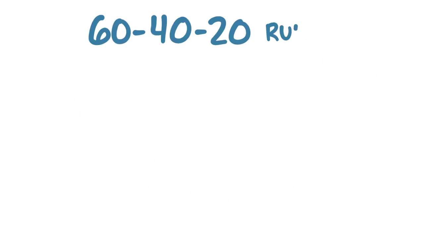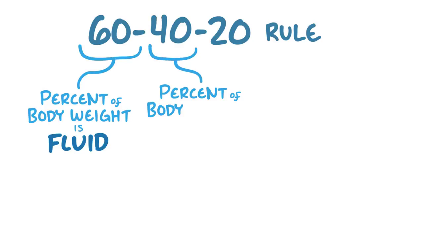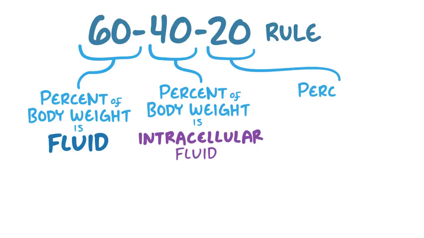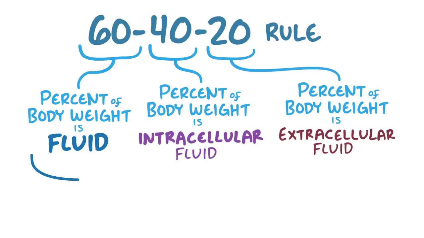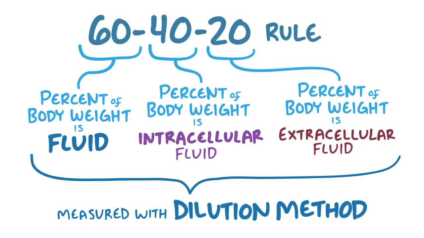Alright, as a quick recap, the 60-40-20 rule states that the total body water takes up about 60% of our body weight, and more specifically, 40% is intracellular fluid and 20% is extracellular fluid. Measurements of these fluid compartments use the dilution method, where various substances are injected and allowed to distribute differently among these fluid compartments. Final concentrations from the plasma are measured and used to calculate the final volume of the fluid compartments.